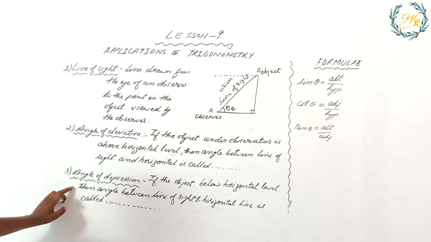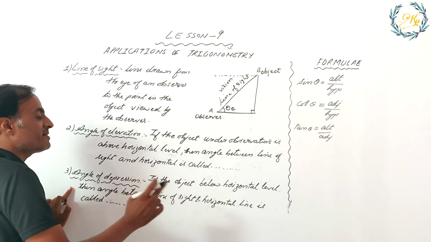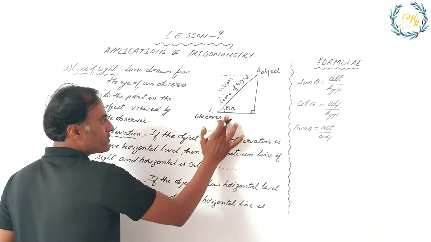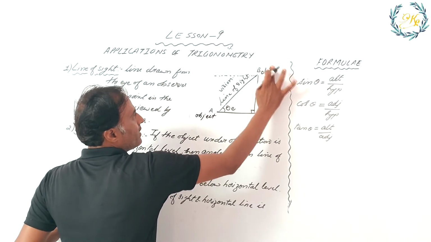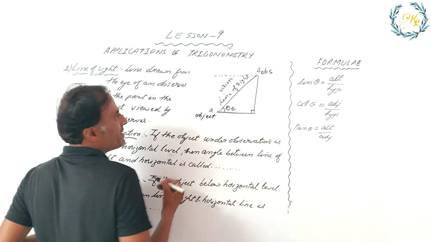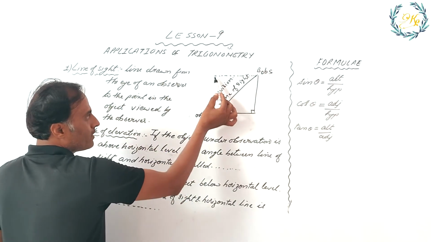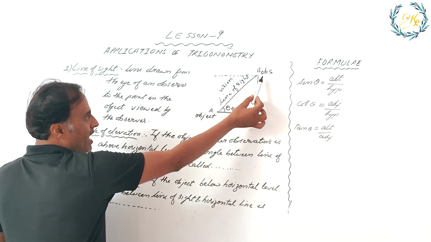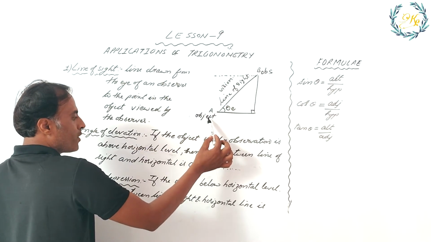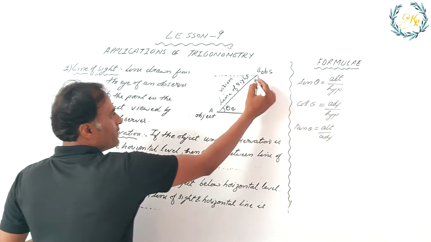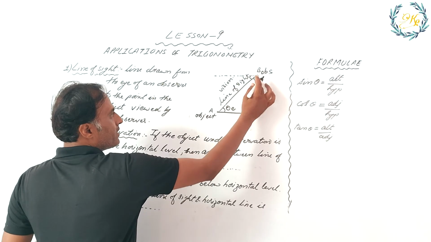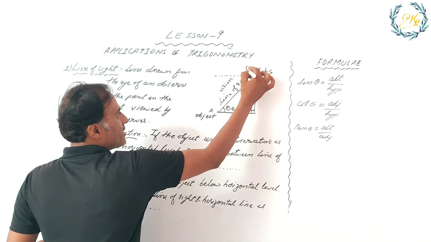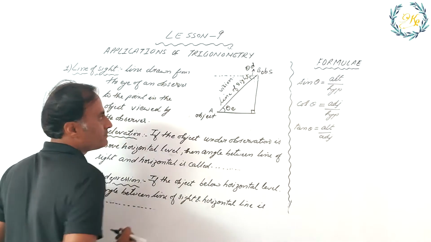What is angle of depression? If the object is below the horizontal level, suppose the object is laid here and the observer is above, at a height, on top, and the object is at the bottom. The angle formed between the line of sight and the horizontal is termed as angle of depression.